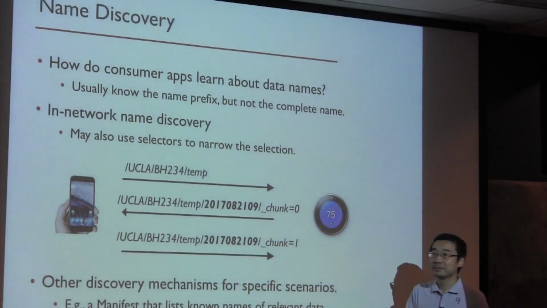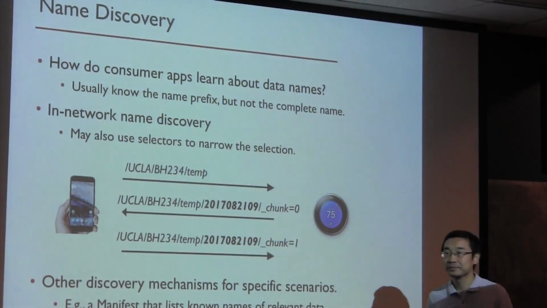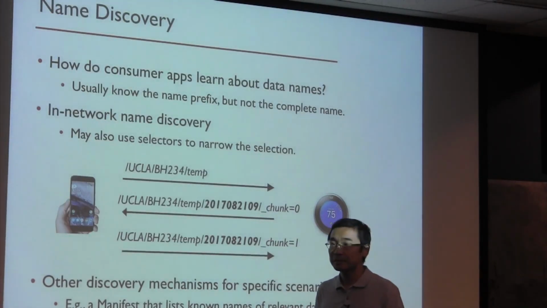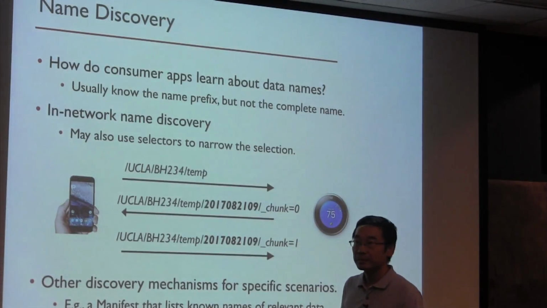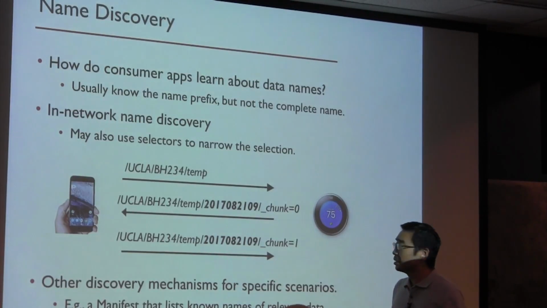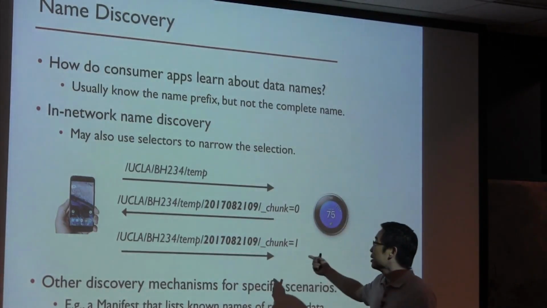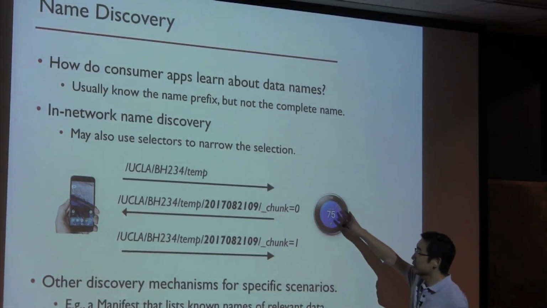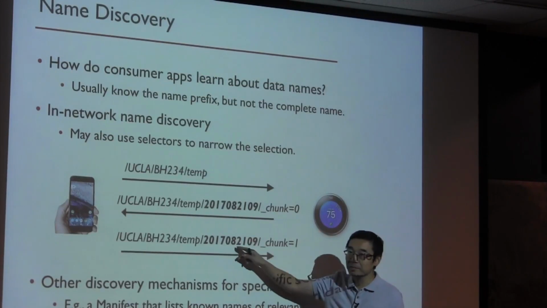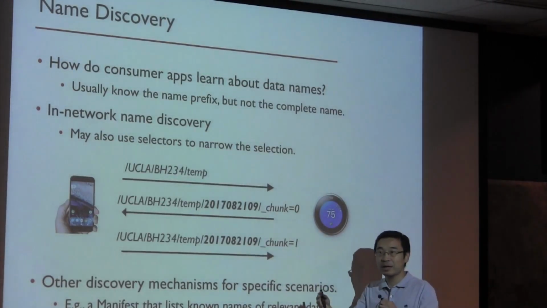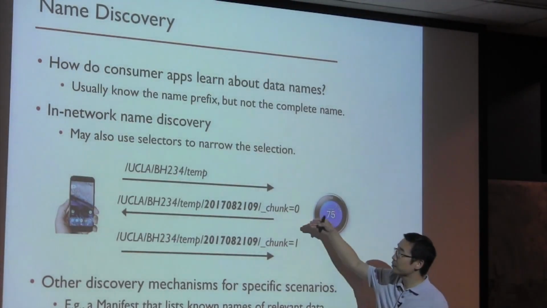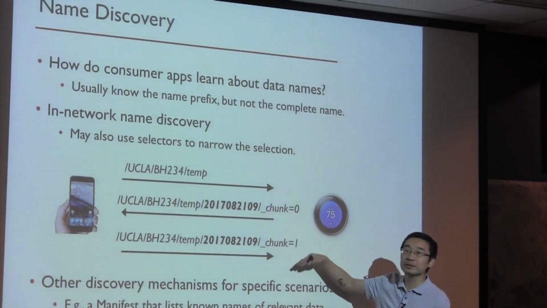What's the question? In this kind of query, will the data item be one sampling point, or a collection of sampling points? So here, I'm assuming this is one sample at this time, but somehow the data published is so big, so you have to cut it into 2 chunks.